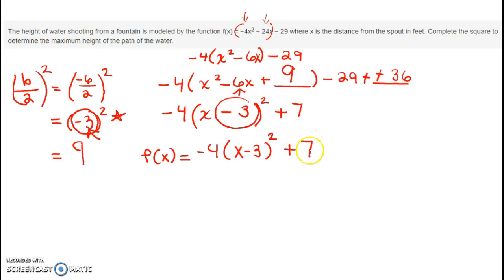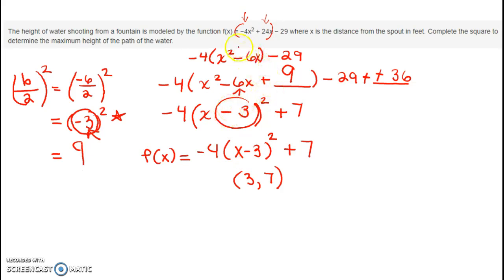plus 7. And then in the context of this problem, it says x is the distance from the spout and 7 is the height. And so this is really the vertex form of a parabola. So 3 would be my distance, and then it would make it the maximum height of 7 feet. So that's just a little tidbit of extra information that you would use in the application problem.